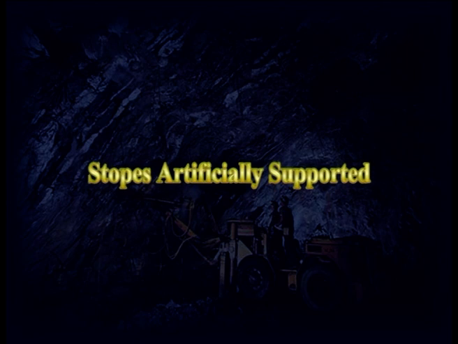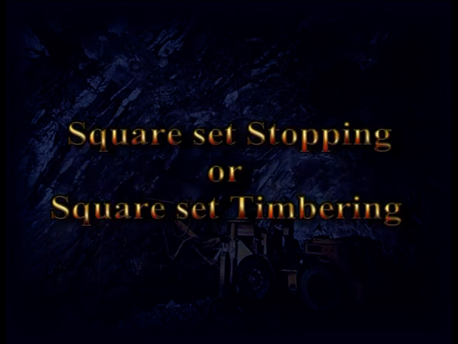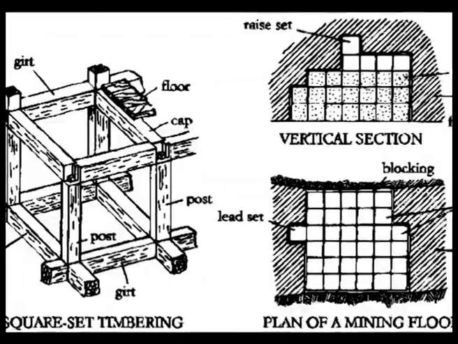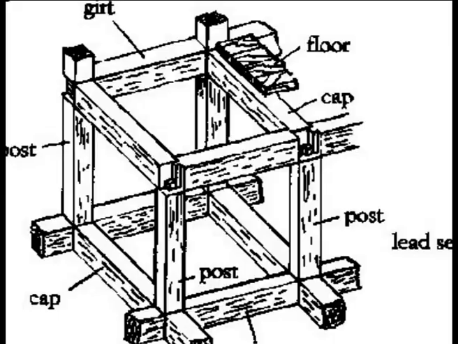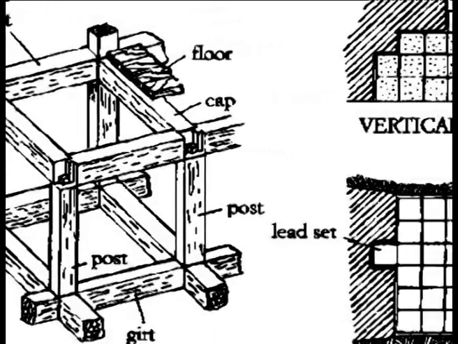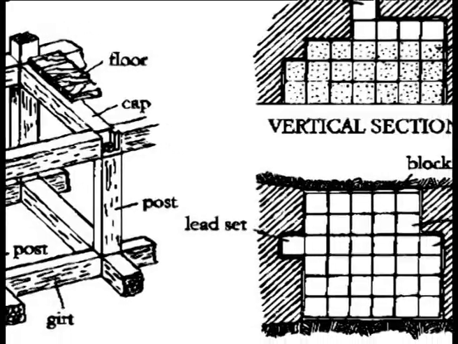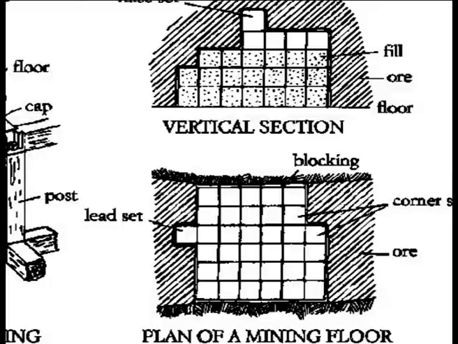Then coming, stopes artificially supported. First, square set stoping or square set timbering. This method is used where the ore body and walls are weak due to the presence of fractures and falls. In this method, it is noticed that the timber is fitted to form skeletal cubes which appear in the vertical direction as well as in the horizontal direction.